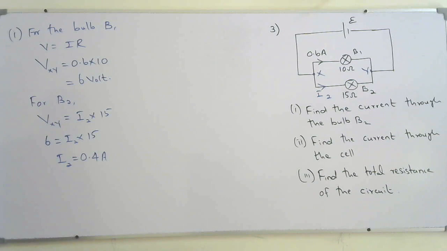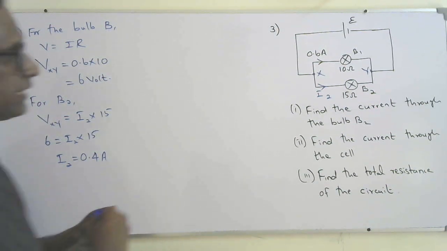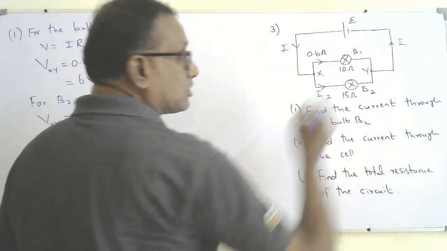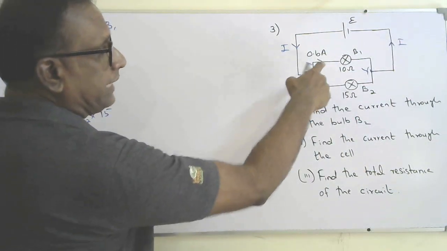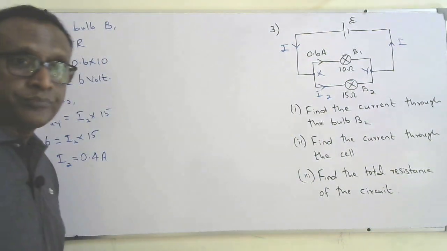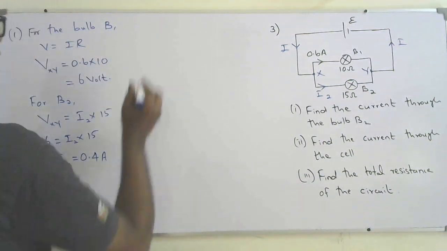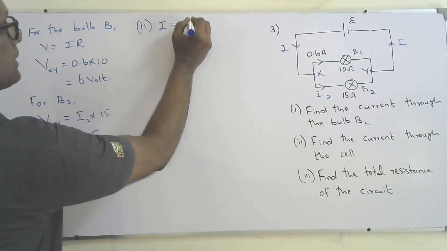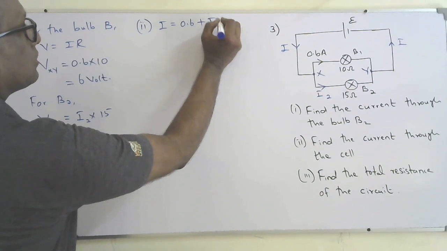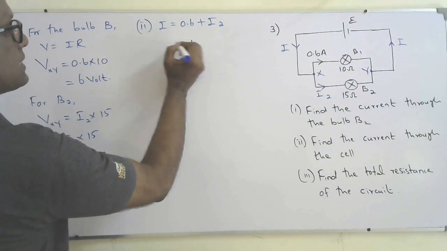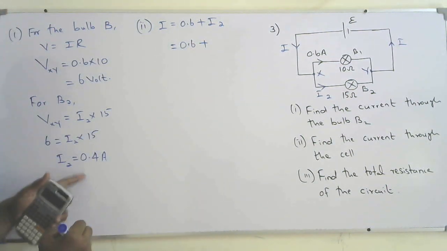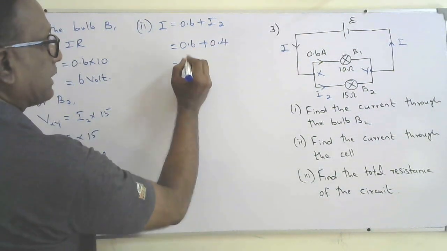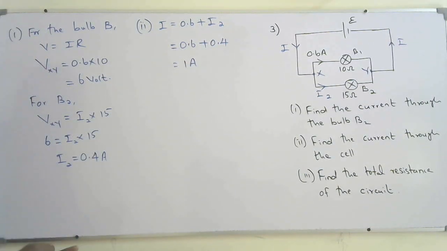Second part, find the current through the cell. If I say that is I, the current through the cell is I. According to Kirchhoff's first law, the current I will split into 0.6 and I2. So I can answer the second part. I is equal to 0.6 plus I2, I found it, 0.4. So current through the cell is equal to 1 ampere.